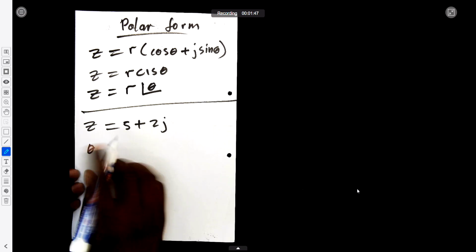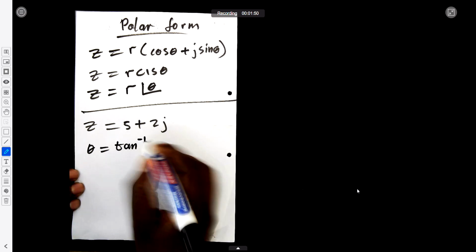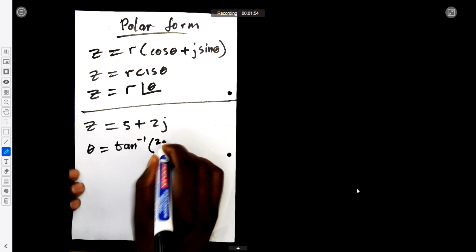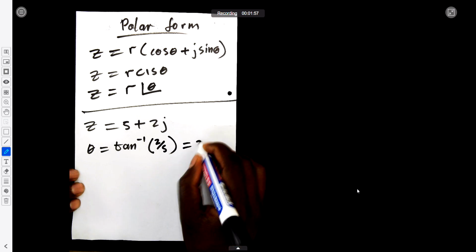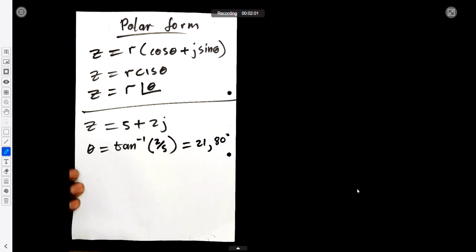So finding our argument theta, which will be equal to arctan of b over a. They are both positive, so we can just plug it in as it is, 2 over 5. So the solution is equal to 21.80 degrees.